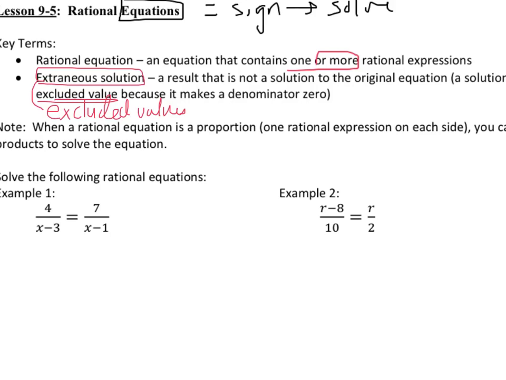So another way to say excluded values. So again, excluded values come from having rational expressions, and those are the numbers that cause a denominator to be 0. But because now we have rational equations, instead of an excluded value, we'd call them extraneous solutions.